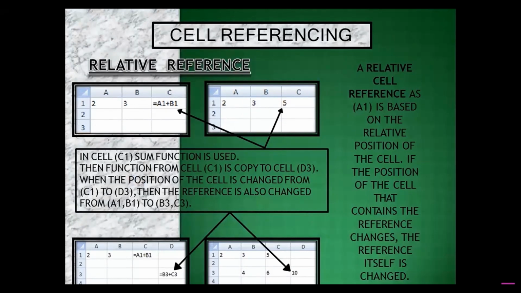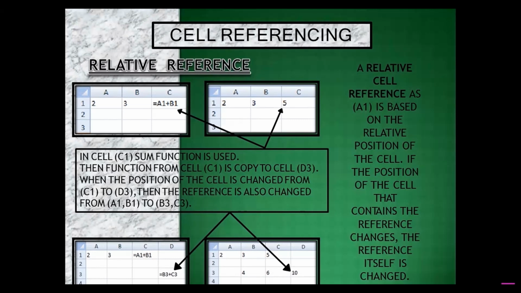Yes. Now the most important part in Excel is cell referencing. We have two different parts of cell referencing: relative cell reference and absolute cell reference. Relative cell reference is what? For example, $A, $1. What is $A, $1? A is our column, 1 is our row.